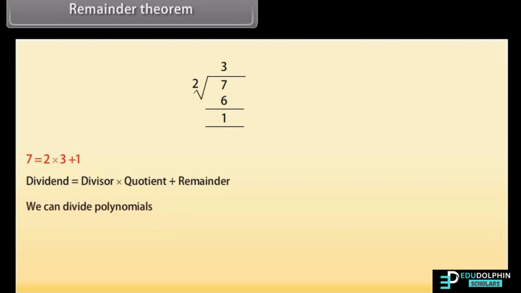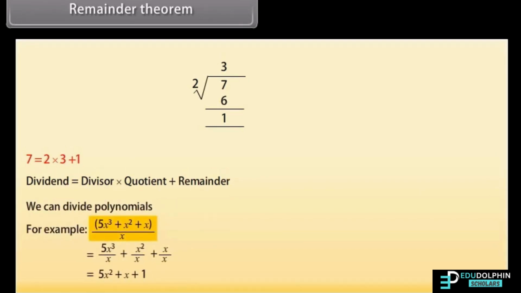Similarly, we can divide polynomials. For example, 5x raised to the power 3 plus x raised to the power 2 plus x by x. Here we say that x and 5x square plus x plus 1 are factors of 5x cube plus x square plus x, and 5x cube plus x square plus x is a multiple of x as well as a multiple of 5x square plus x plus 1.